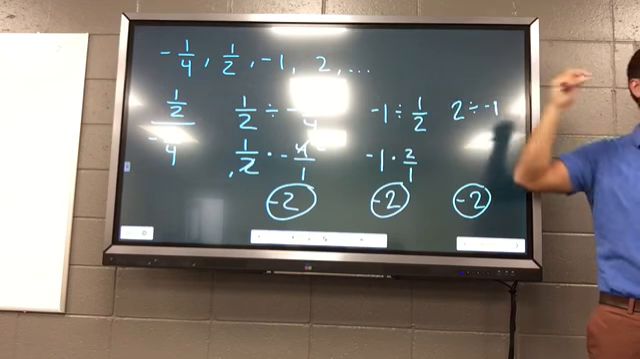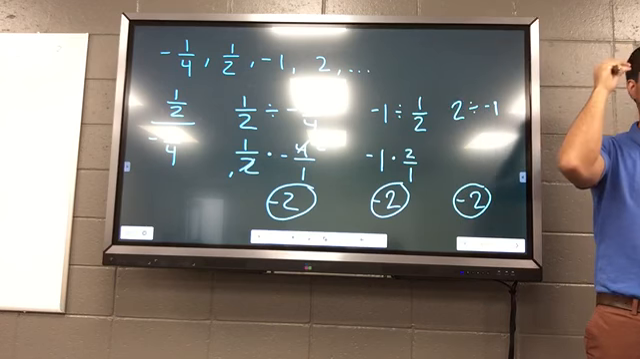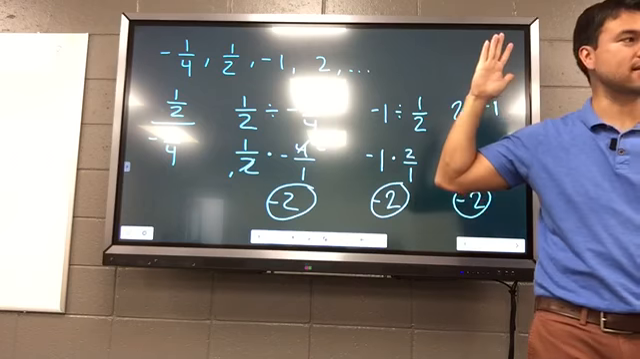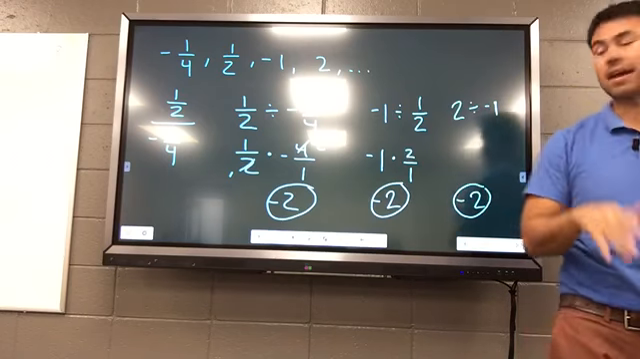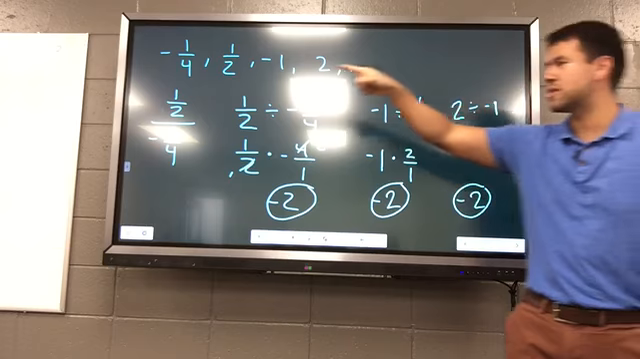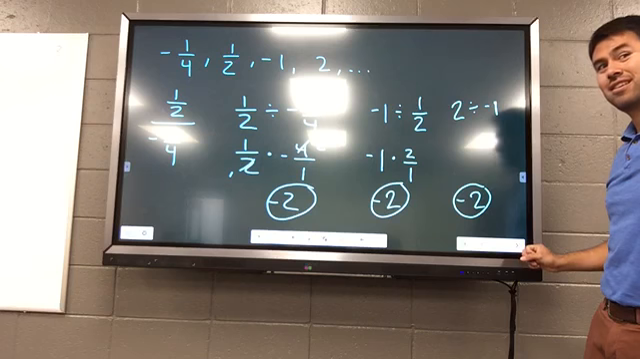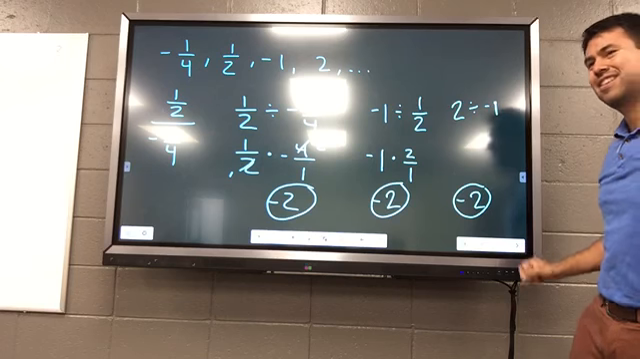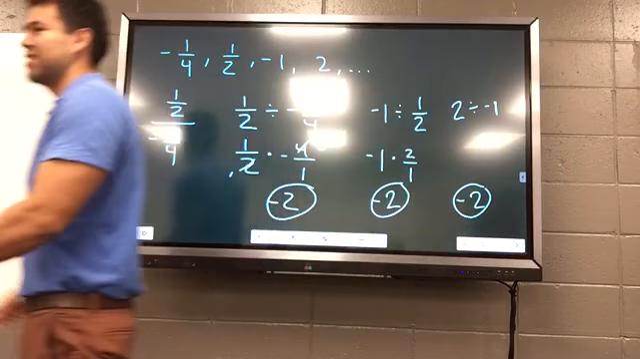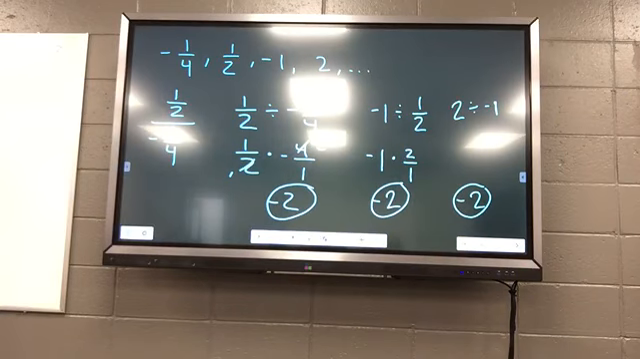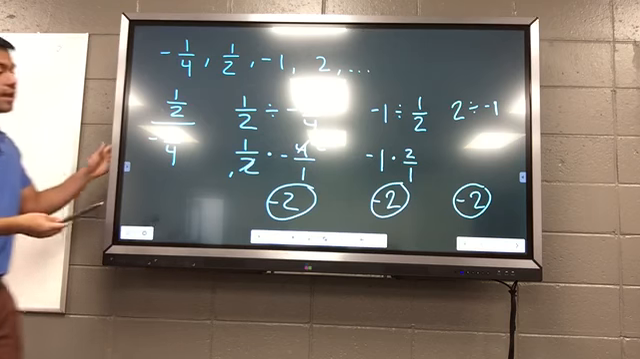So what kind of sequence is this? If it has a common ratio, guess what it is? Geometric, automatically. If it's a common difference, what kind of sequence is it? Arithmetic. Can it be both? No. Okay. Yes, ma'am. I don't understand why you're dividing. Because it's getting you that common ratio.